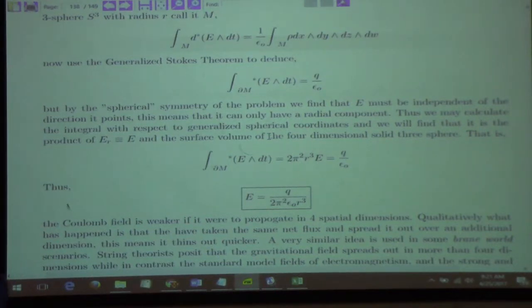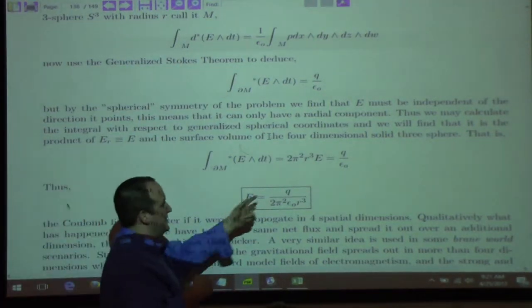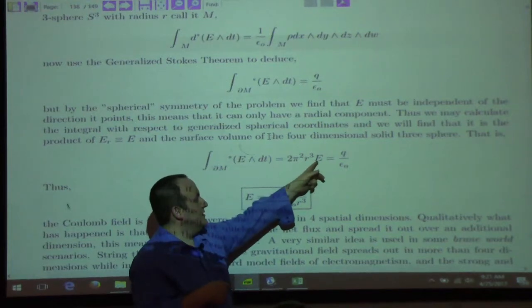Just like if we have a circle of area pi r squared, to find the circumference you differentiate with respect to R, and you get 2 pi r. If you take the volume of a 2-sphere, 4/3 pi r cubed, and differentiate with respect to R, you get 4 pi r squared, which is the surface area of a sphere. This pattern continues. So if you take your homework answer and differentiate with respect to R, you'll get 2 pi squared r cubed E, and there you go.